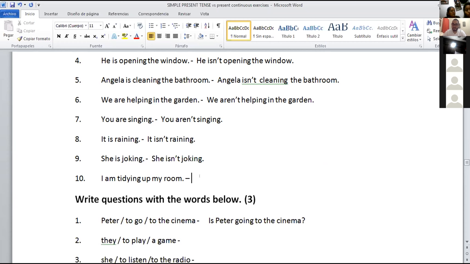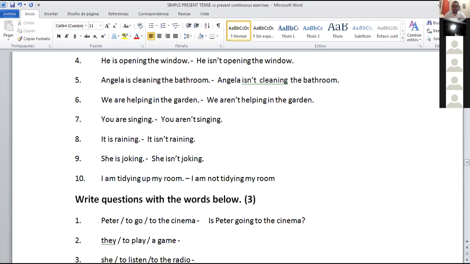I am not cleaning up my room. Okay, tidying. I am not tidying my room. Very good. Now, question. What is tidying? Okay, tidy.